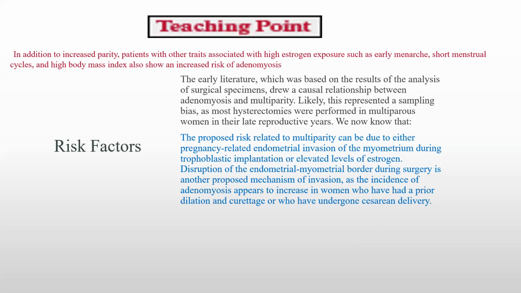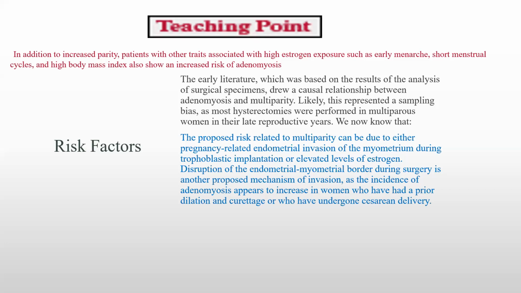The proposed risk is related to multiparity. It can be pregnancy-related endometrial invasion of the myometrium during trophoblastic implantation. That's why they say that if the woman got pregnant, there might be trauma to the endometrial-myometrial interface, and there would be endometrial invasion inside the myometrium. That's why it was related to multiparity, or explains multiparity in a sense.